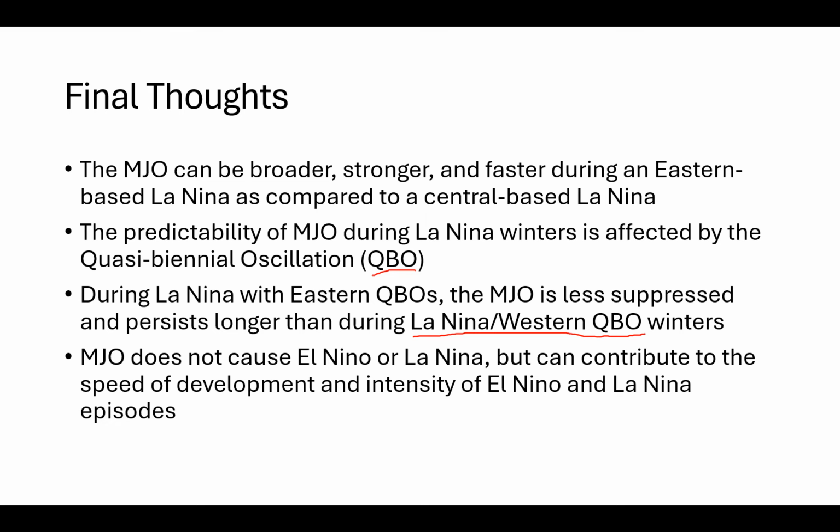All right, so what does this mean? Well, the MJO is going to be less suppressed and it's going to persist longer. It persists longer and is less suppressed during La Nina with eastern QBOs, but we don't have that. So what we'd expect then with this relationship from research is that with La Nina and the western QBO, the MJO would not be as active or persist as long. We'll see what happens. Now, the MJO does not cause El Nino or La Nina, by the way, but it can contribute to the speed of development as well as the intensity of El Nino and La Nina episodes.